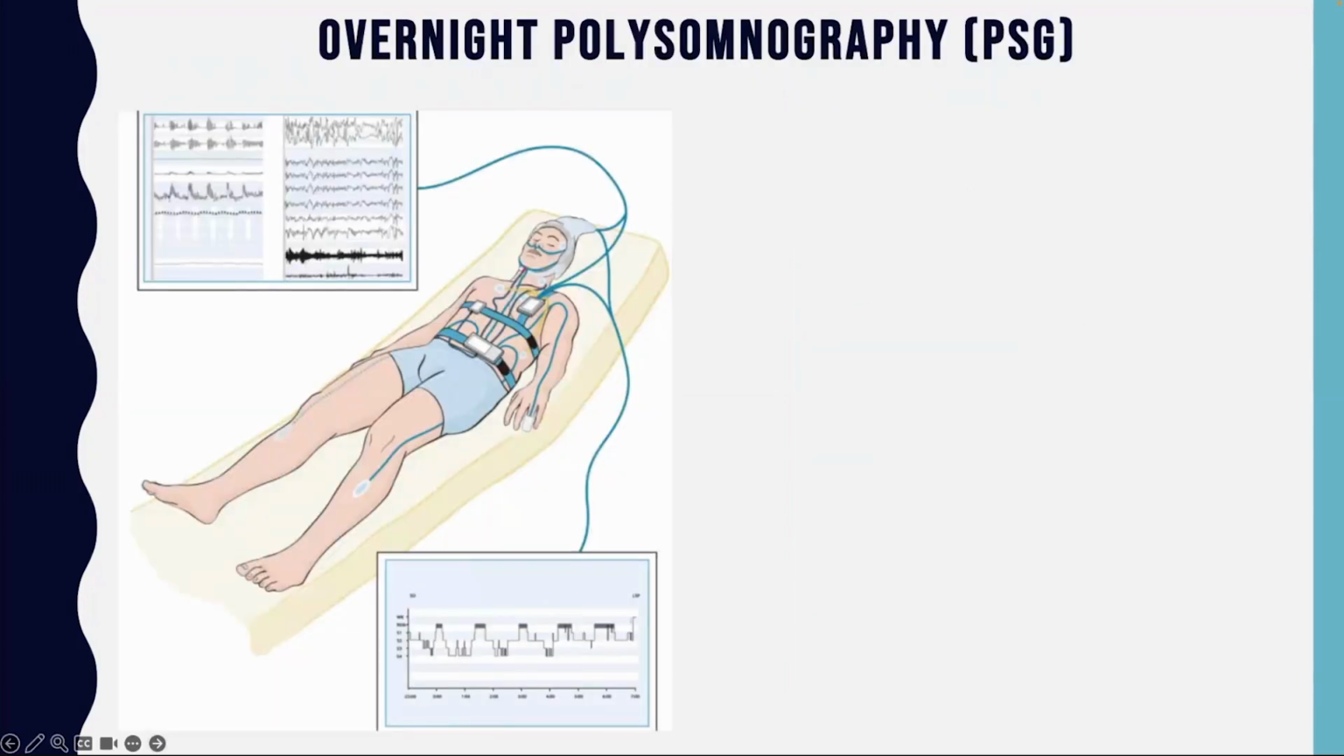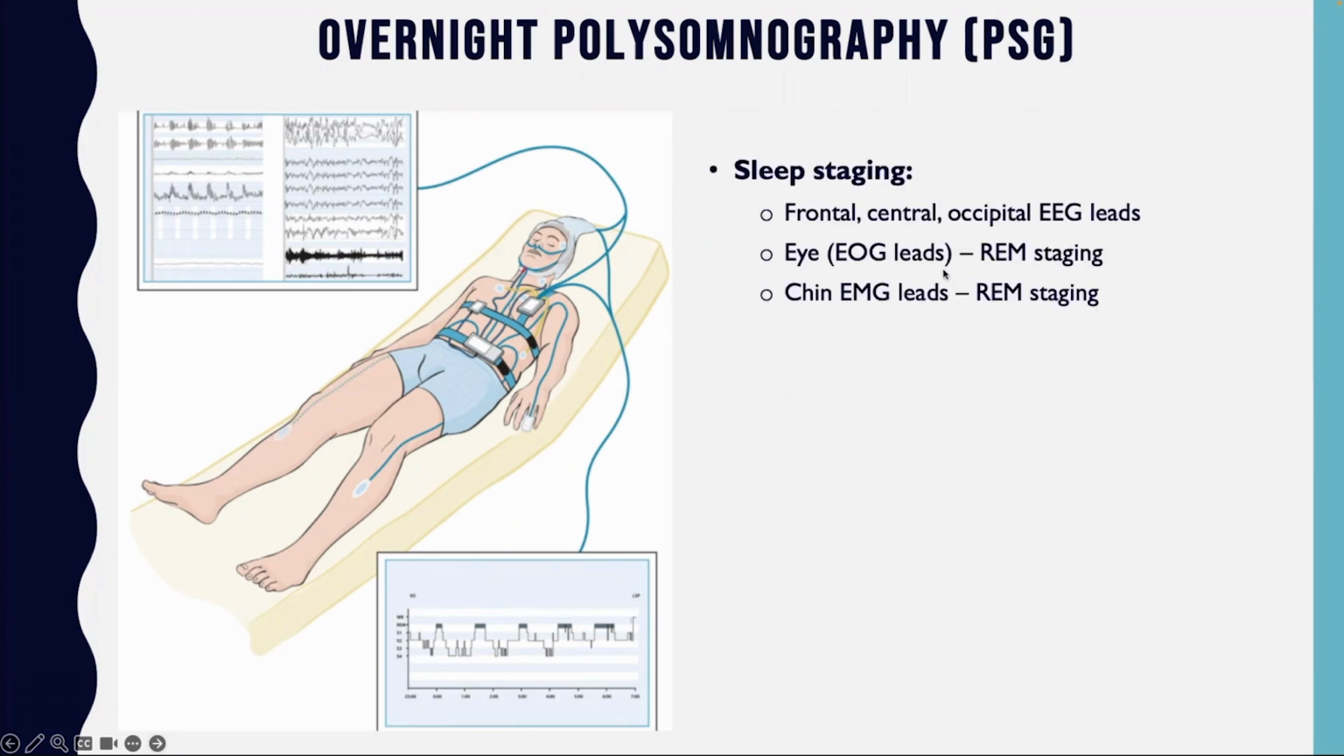I want to begin by briefly reviewing the signals we obtain during an in-lab study that will help us get a good sense of sleep architecture and sleep disorders. This is a patient that has come in for an in-lab sleep study, and they're hooked up to several signals. We obtain sleep staging signals with frontal, central, and occipital EEG leads, in addition to eye EOG leads, which allow for REM staging, as well as chin EMG leads, which also allow for REM staging.